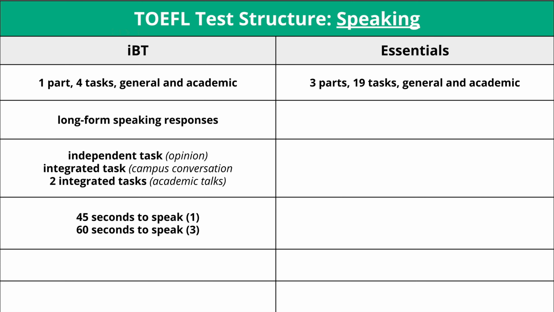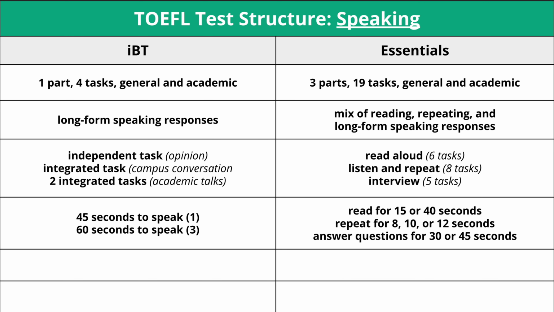The Essentials test is different, very different. There are 3 parts, and there are 19 tasks. That's right, 19 tasks. 4 tasks in the iBT and 19 tasks in the Essentials test. A lot more. And I'm going to explain what those are right now. There's a mix of reading, repeating, and long-form speaking responses.